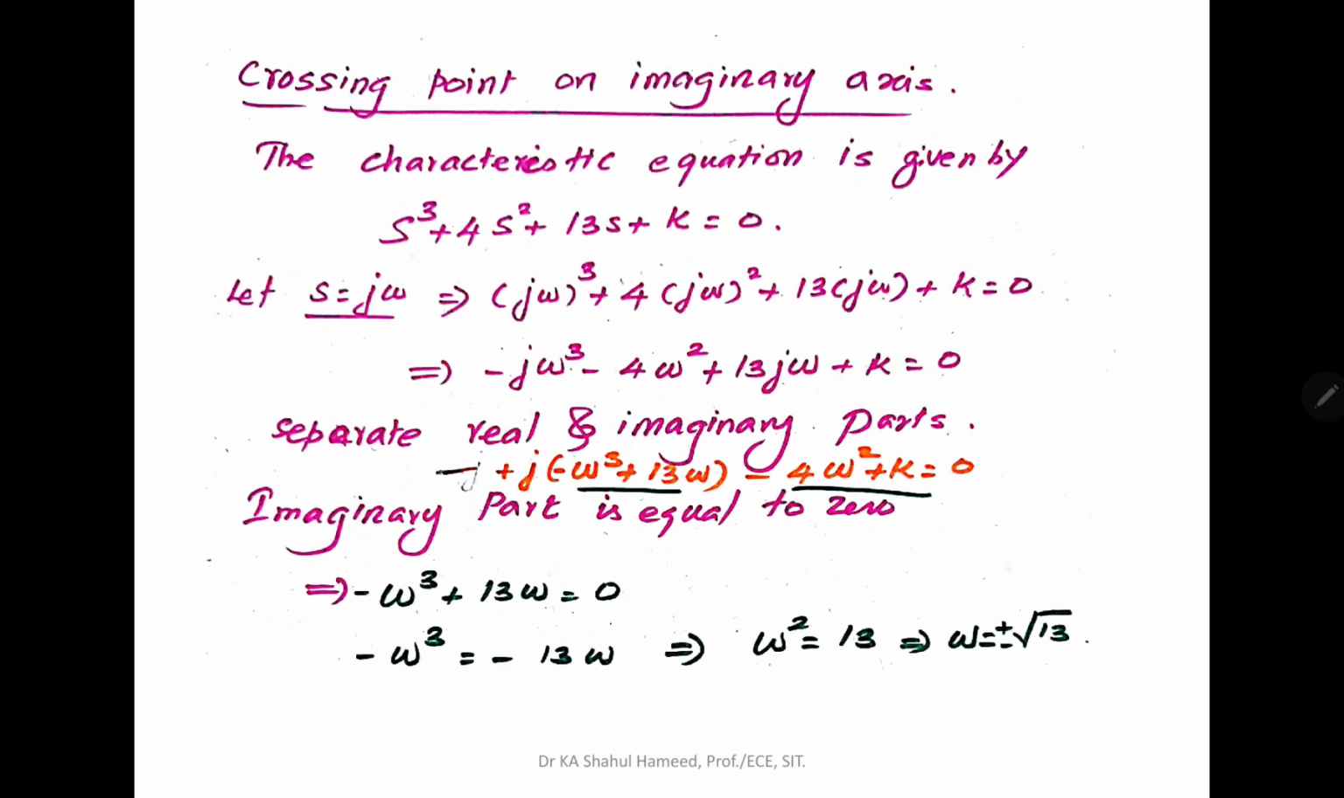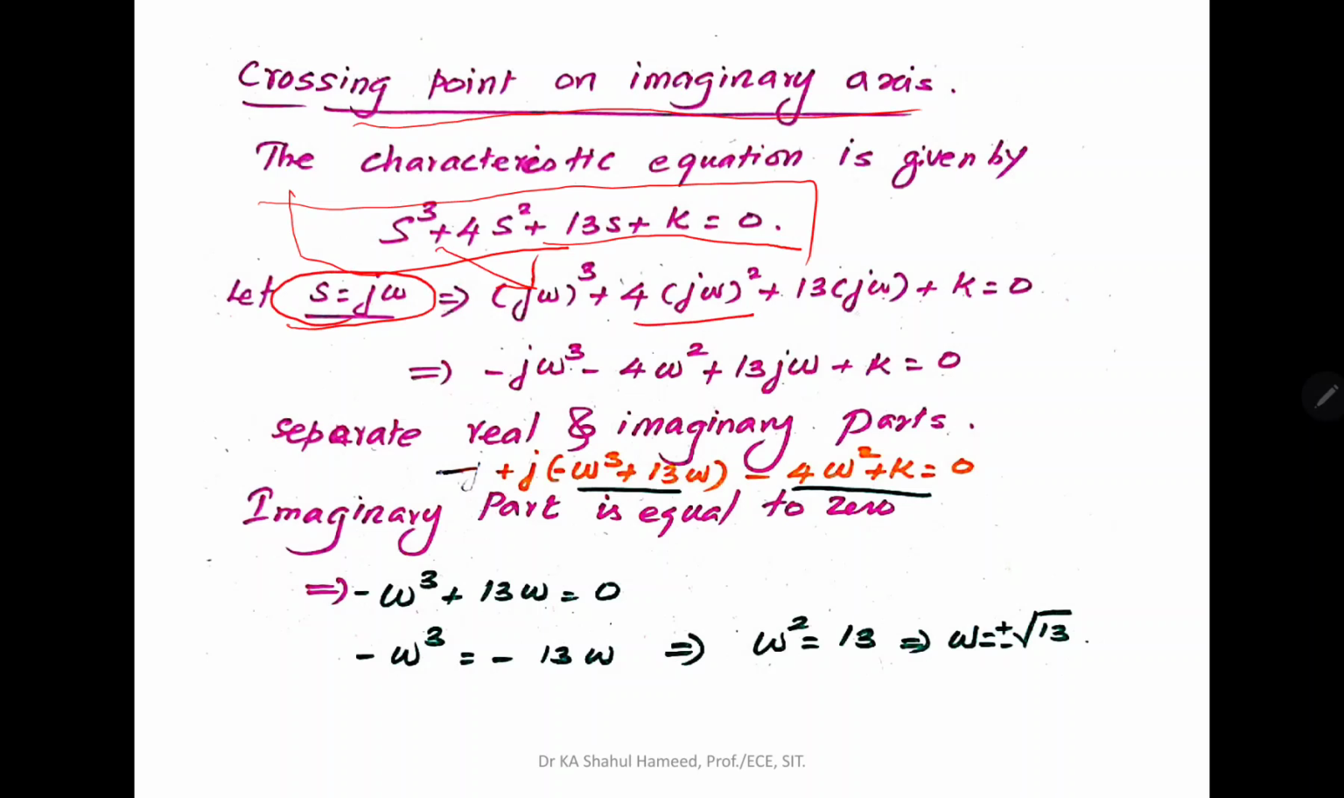After that, we have to find the crossing point on the imaginary axis. For that, we need to take once again the characteristic equation, that is s cube plus 4s square plus 13s plus k is equal to 0. Now we have to substitute s is equal to j omega in this equation. We get (j omega) cube plus 4 (j omega) square plus 13 j omega plus k is equal to 0.